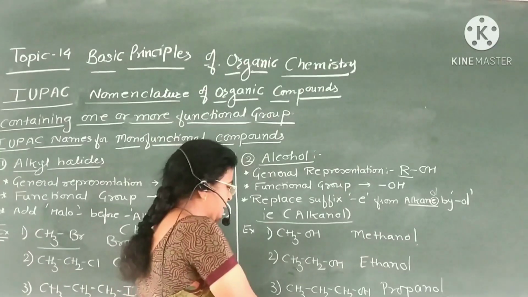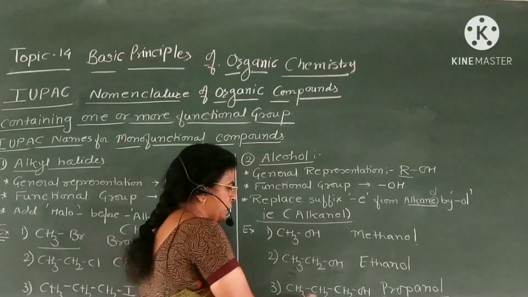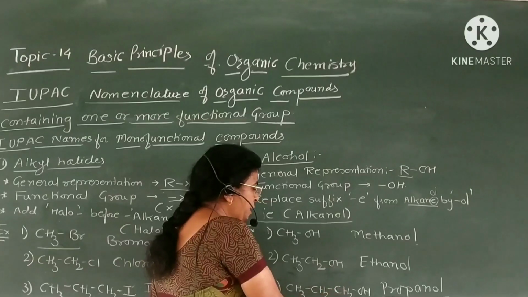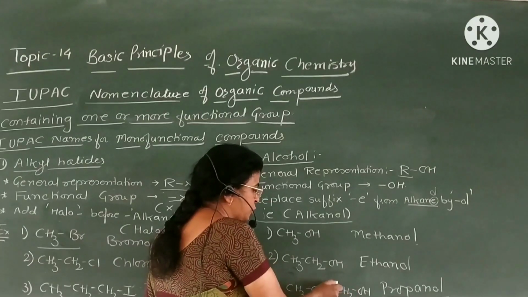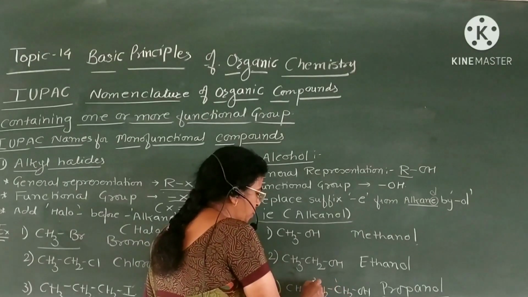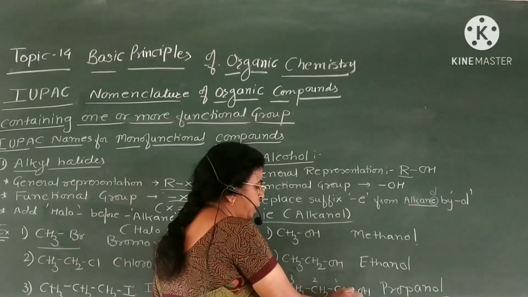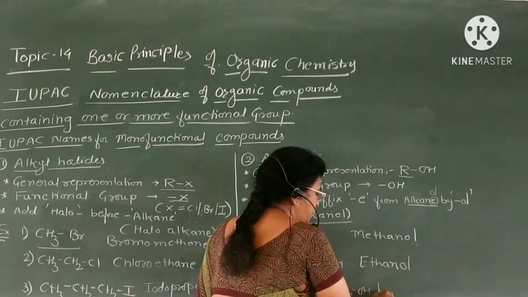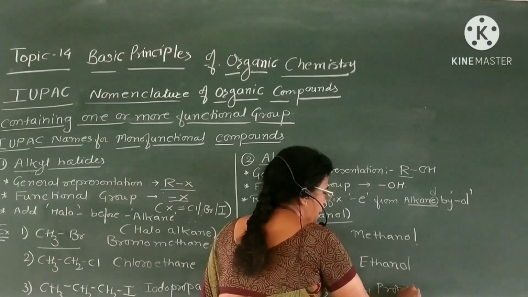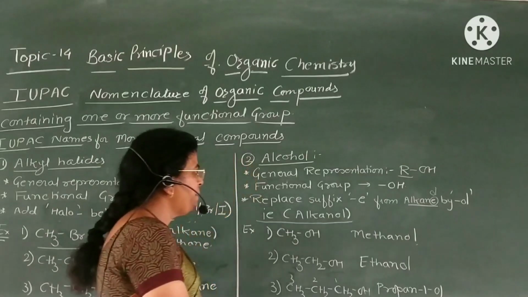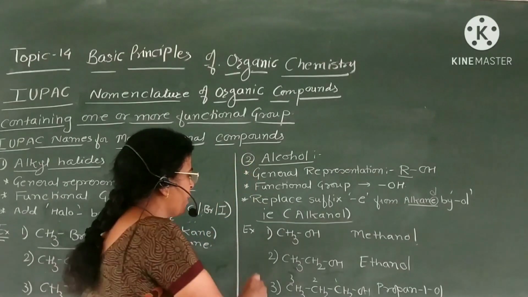Now in this example, there are three carbon atoms, and this OH group is attached to number one carbon atom. Now give numbering from the end which is nearer to the functional group. It becomes 1, 2, 3, and the position of this functional group becomes 1. The name of this compound becomes propane-1-ol.